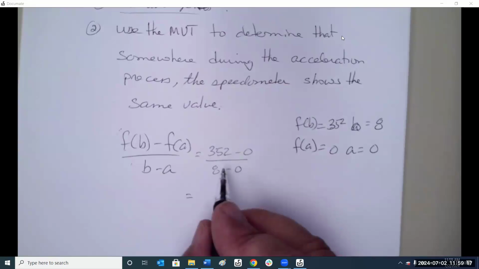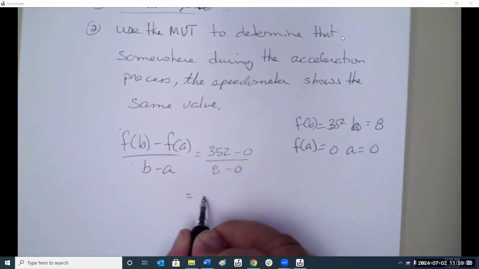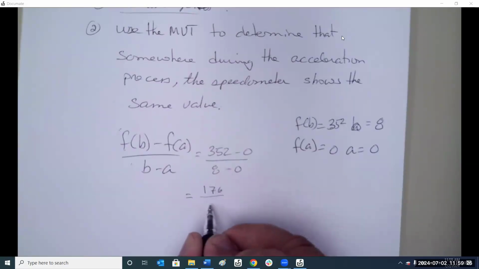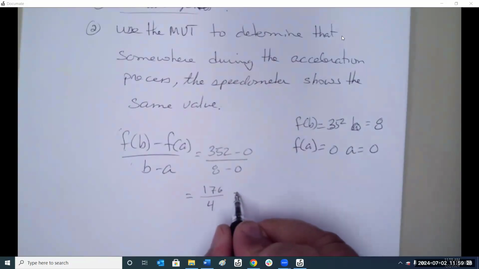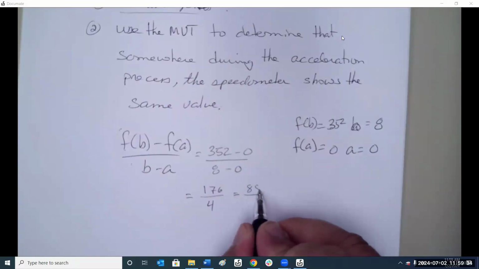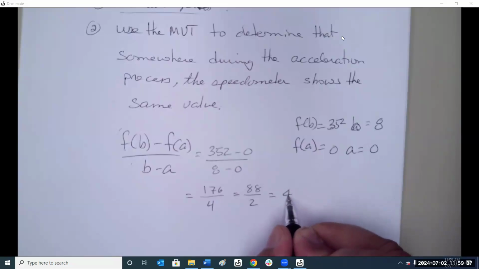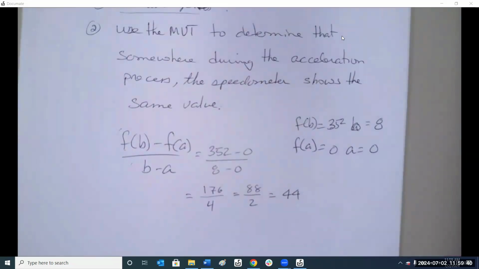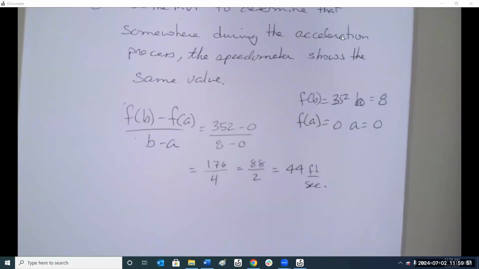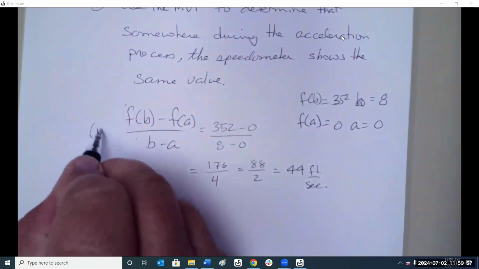which gives us what? So we have 2 goes in there. 176 over 4. 2 is in there. 88 over 2. 44. So it goes 44 feet per second. So that's what the first part told us to find.